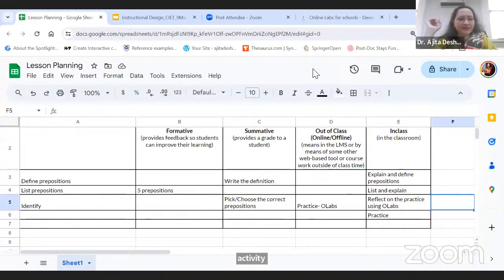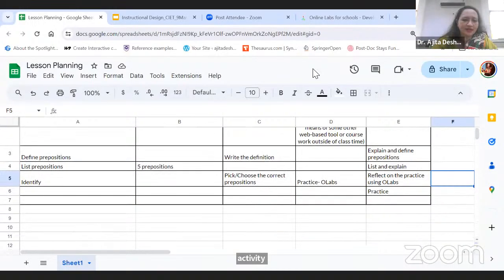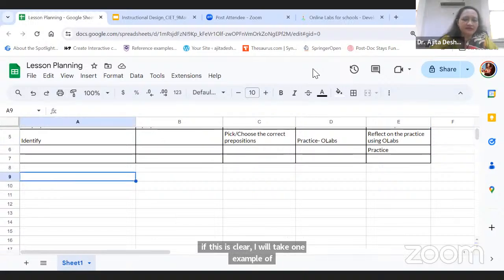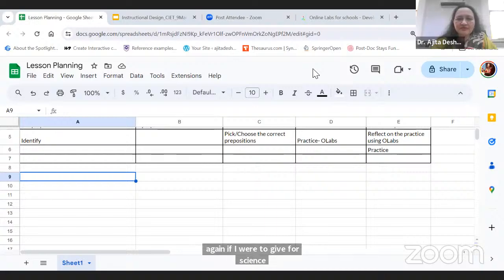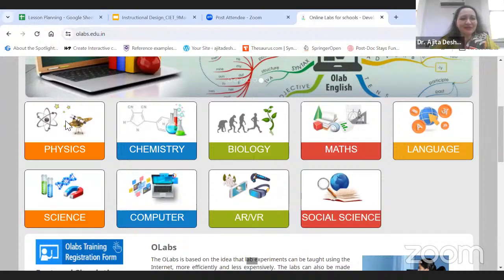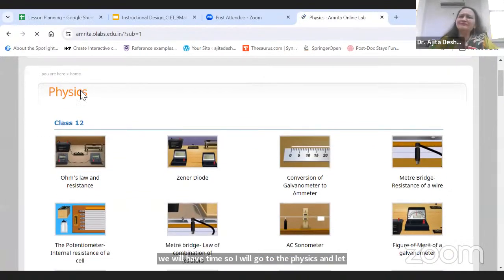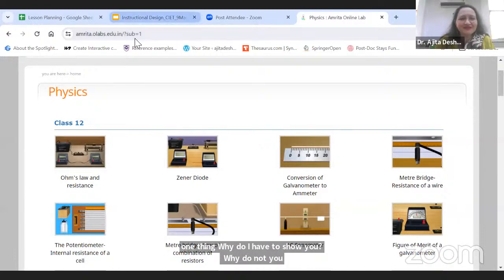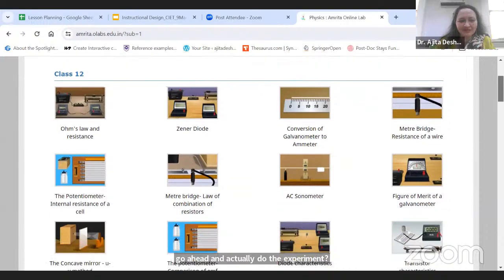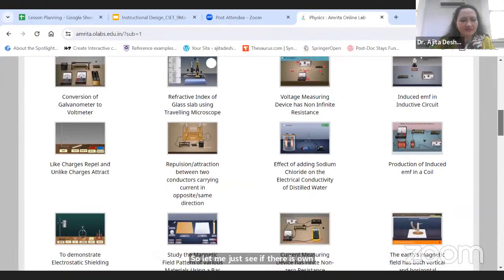So if this is clear, I'll take one example of science here. Again, if I were to give for science, then simulator in Ohm's law and physics OLab. This is the first request that I'm coming, and I don't think later we will have time. So I'll go to the physics one and let us see if Ohm's law is there. Let's do one thing. Why do I have to show you? Why don't you go ahead and actually do the experiment? Let me just see if there is Ohm's law in grade 10.